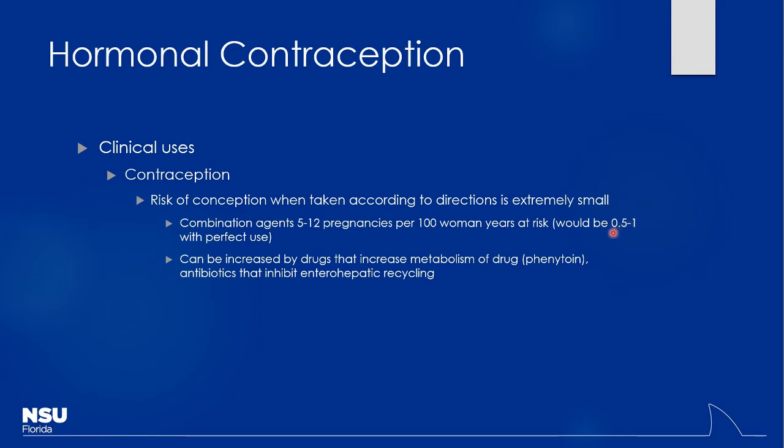The funny number though is that if you had perfect use for all those, say 100 women for a year, you'd have 0.5 to 1 pregnancies, which I'd honestly like, what does half a pregnancy look like?